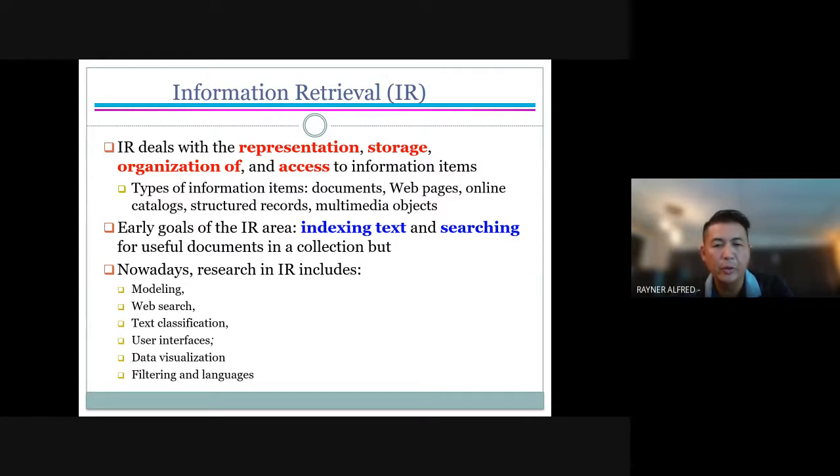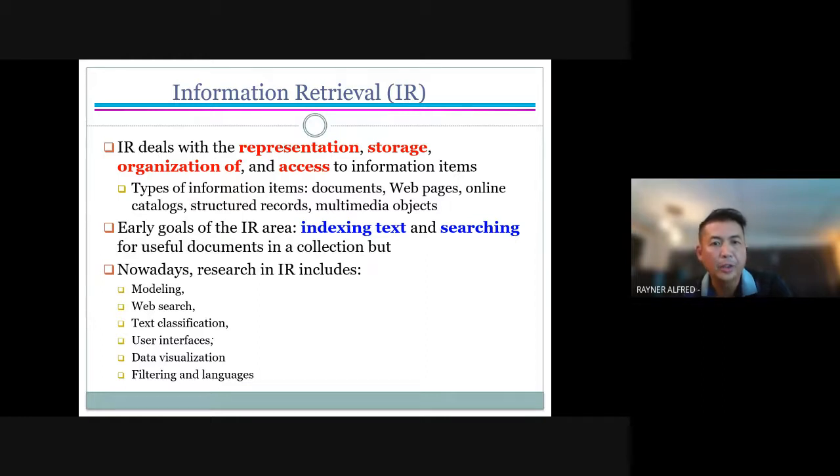So if you have taken database, you will have the SQL query. But for this one, for example, if we are storing documents or web pages, how do we store them, and then how do we retrieve them? So these are the type of information that we are dealing with: documents, emails, journals, newspapers, and so on.